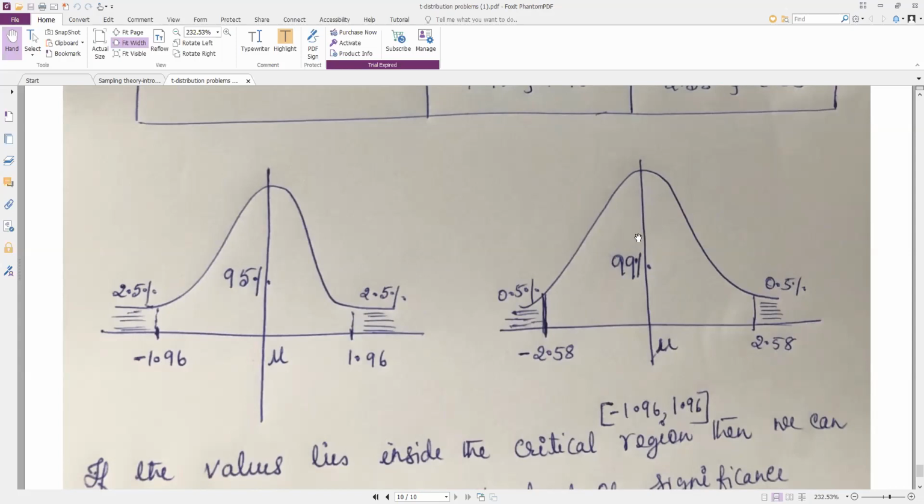Otherwise, if the value lies inside, then we can say we accept the hypothesis at 99%. We are 99% confident that we can accept the hypothesis. If the value lies outside, then we are rejecting the hypothesis at 1% level. In the same way we can say the difference is significant at 1% level of significance.